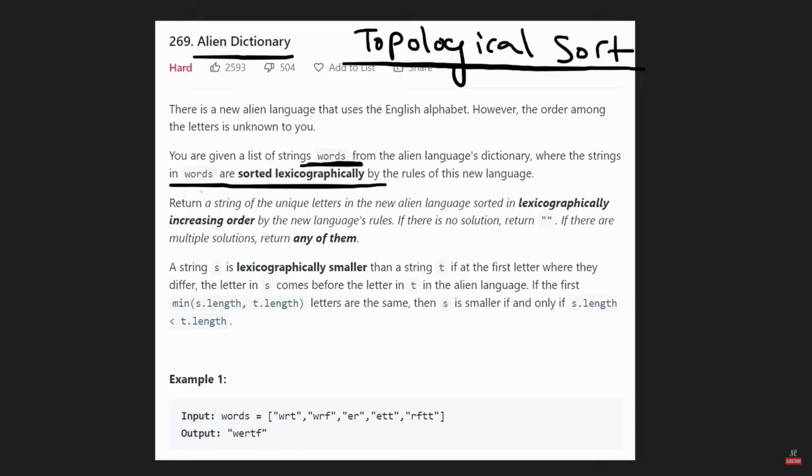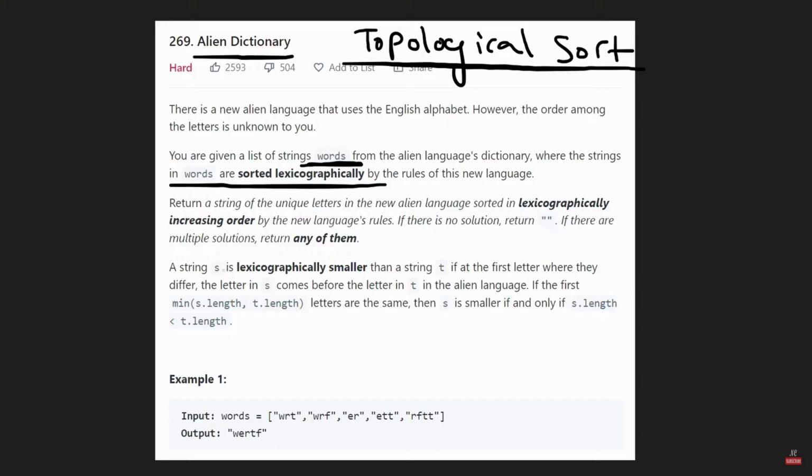So our goal is to return a string of the unique characters that were given in this new alien language based on the words that were given. And we're going to return this in sorted order, in increasing order, based on the new language's rules. Now, if there is no solution, we're returning an empty string. So we have to figure out what that even means. What does it mean for there to be no solution? And also, there could possibly be multiple solutions, and if there are, luckily for us, we're allowed to return any of the valid solutions.